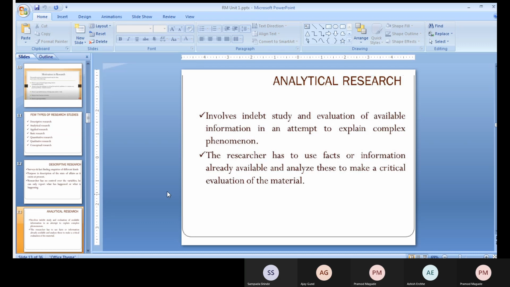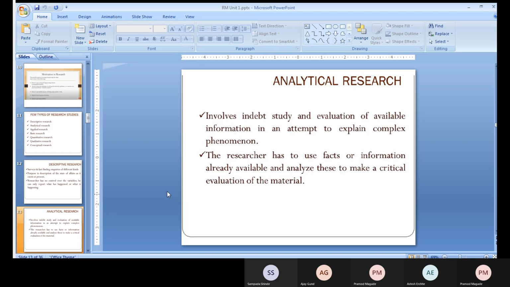Suppose Newton's second law, F is equal to ma. We are using this directly. Why? Because that law has already been proven by Newton, and we are taking it as a reference for our development. Understood? So that we call an analytical research.